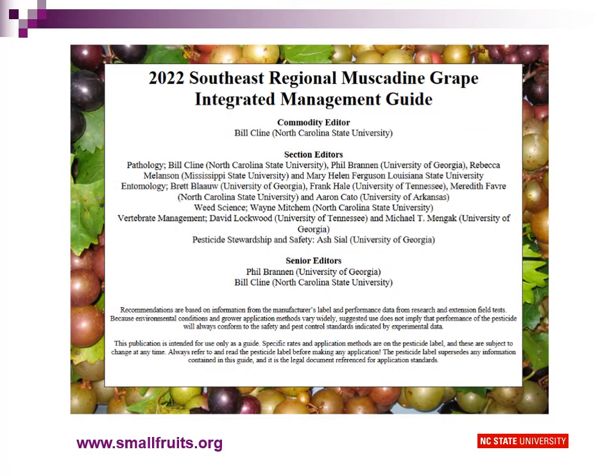Now, to see the most recent recommendations, go to smallfruits.org and look at the 2022 Southeast Regional Muscadine Grape Integrated Management Guide. This covers not only diseases, but also insects and weeds. And we update this every year, put a lot of effort into it, and I think it's a really good resource.